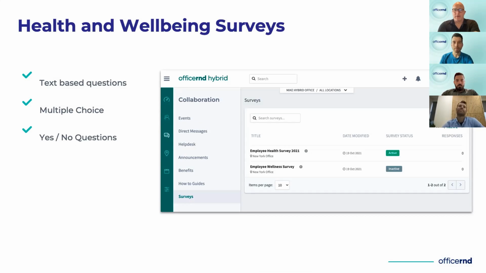And OfficeRnD Hybrid surveys allow office administrators or any manager really to build a variety of surveys that can be sent out to ask employees questions about the office, specific needs. Any workplace type survey doesn't necessarily have to be just health oriented, but it's all well-being or employee engagement.